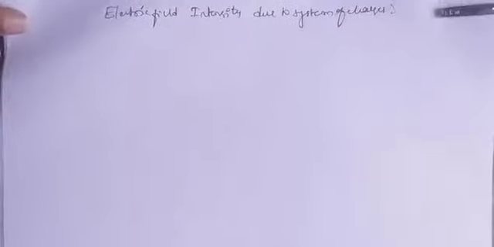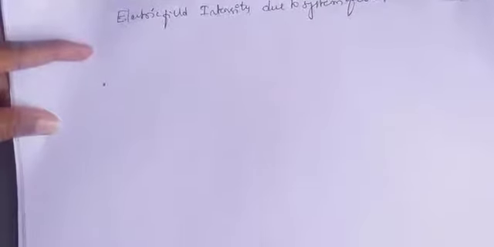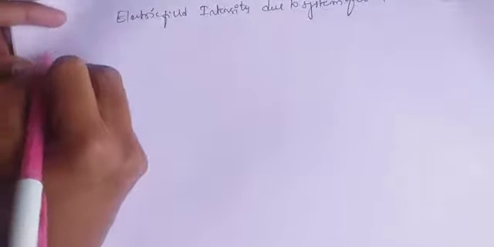Electric field intensity due to a system of charges. Okay, now see here. Here is the test charge Q naught. We are considering so many source charges. This is Q1, one source charge, and Q2, Q3, and Qn. All these are the source charges.